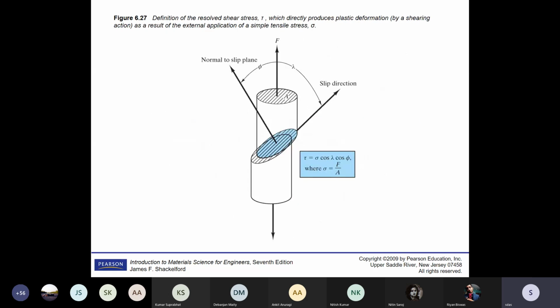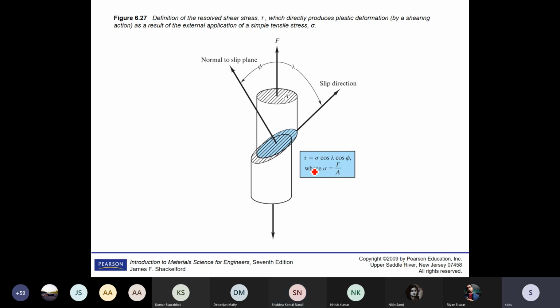Yes. Now, any question? Sir, the dislocation movement is related to plastic deformation, right? Then the elastic deformation is just the movement of the atoms in their lattice positions. You are stretching the bond.